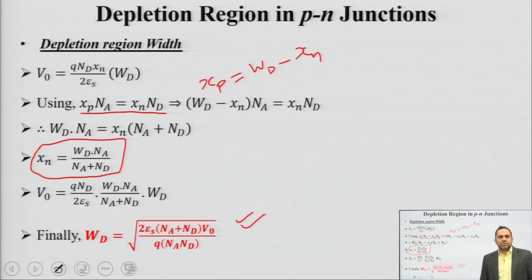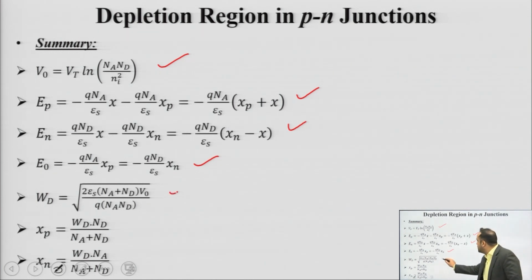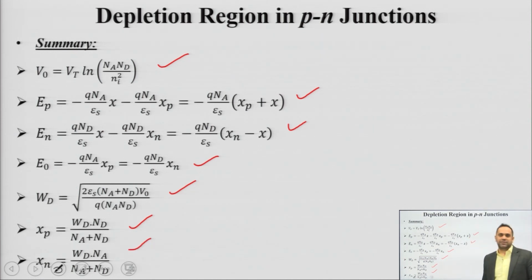Okay. So, with this we have ended all the electrostatics associated with the p-n junction. This is just a brief summary of what we have done in today's lecture. This is the built in potential, electric field on the p side, electric field on the n side, maximum or peak electric field at the junction, depletion region width, p side of the depletion region, n side of the depletion region.